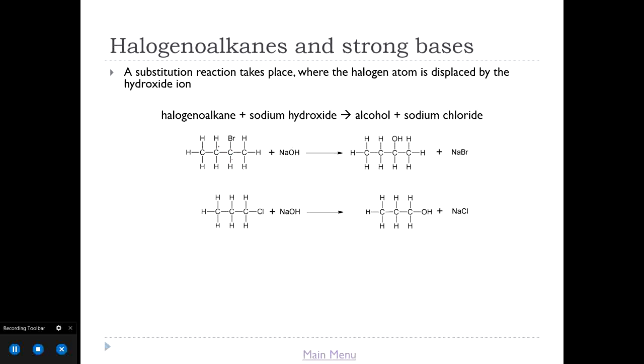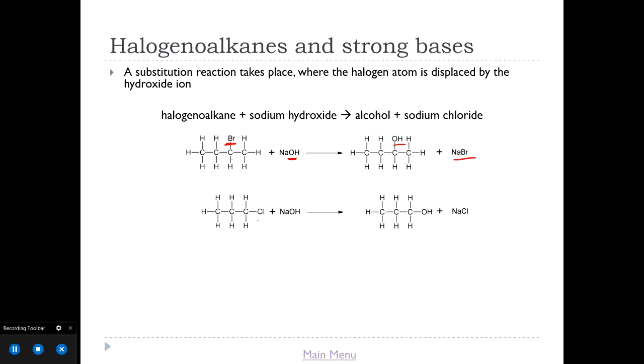There are two examples here. Let's look at the first one. We have our halogenoalkane, in this case 2-bromobutane, and we add our sodium hydroxide. The hydroxide is going to substitute and replace the bromine, giving us our alcohol, butan-2-ol, or 2-butanol, whichever you want to call it, and sodium bromide.